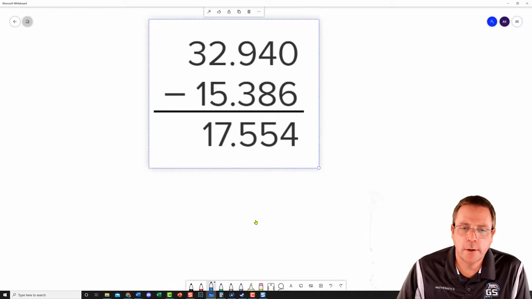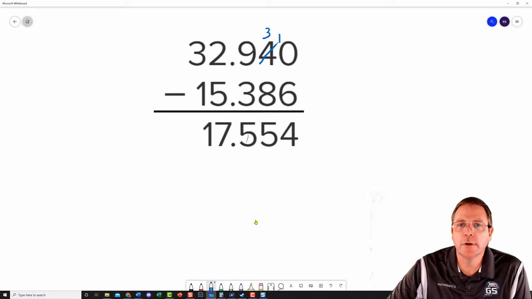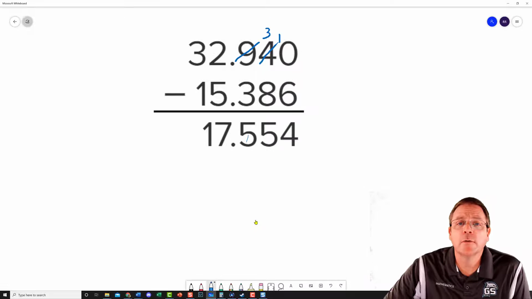So what they did here for this problem, I'll get my pen working, is they started off by borrowing. They said 0 minus 6 they couldn't do, so they took that 4, made it a 3, and made that 0 a 10. 10 minus 6 was 4. Then they said 3 minus 8. Well, we can't do that either, so they took that 9, made it an 8, and took its value and made that 13. 13 minus 8 is where the 5 came from.